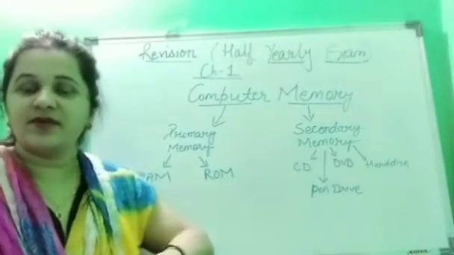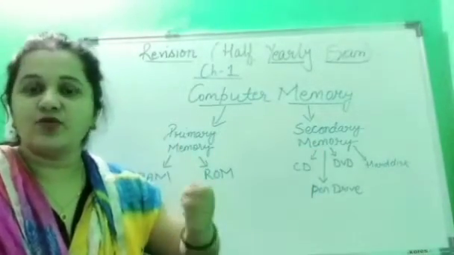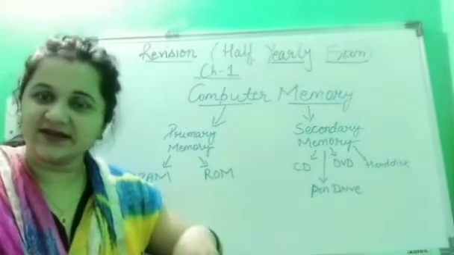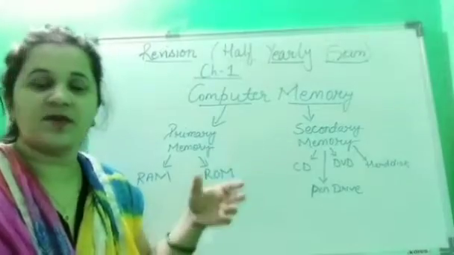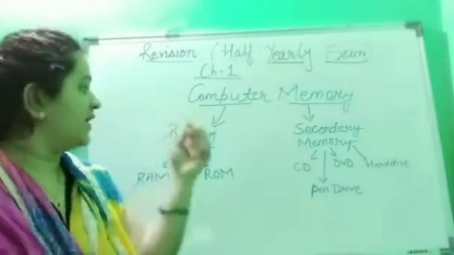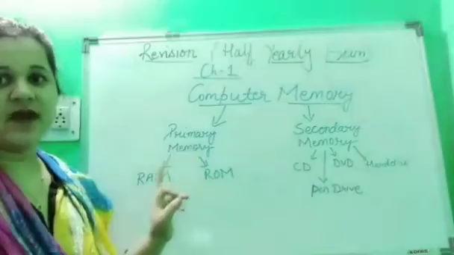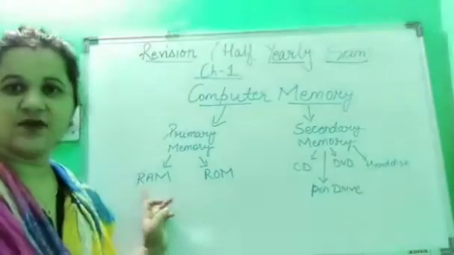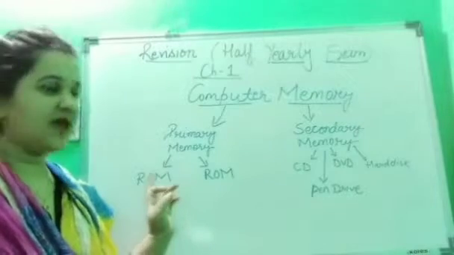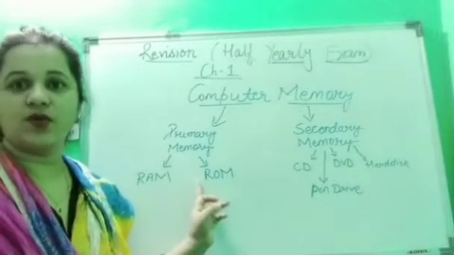Now what is a primary memory? It is the basic memory which is already built inside the computer system. Okay children, primary memory has smaller storage capacity. Primary memory is also divided into two parts, that is RAM and ROM. RAM stands for random access memory and ROM stands for read-only memory.